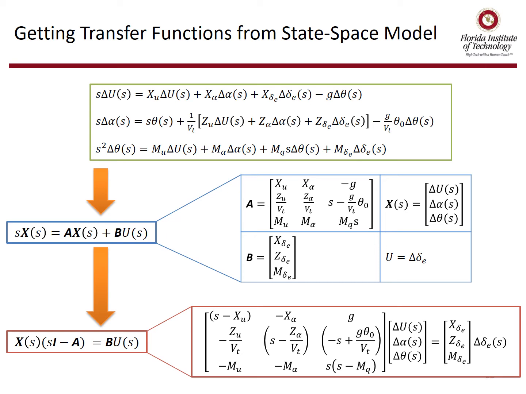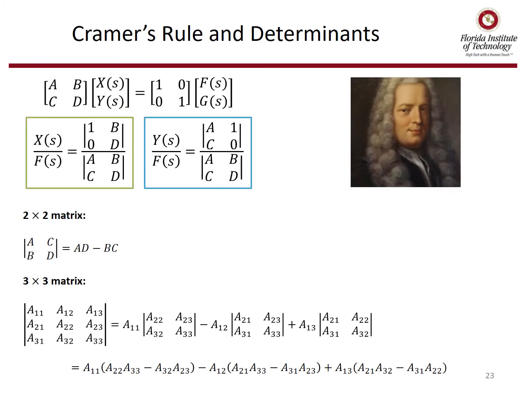To get transfer functions from the state space model, we're going to want to bring the Ax to the left-hand side and then factor out x. And so we'll have an SI minus A matrix times x. We're going to use Cramer's Rule, which is from the mathematician Gabriel Cramer, and we're going to have to use determinants. So we're going to review here what a determinant is.